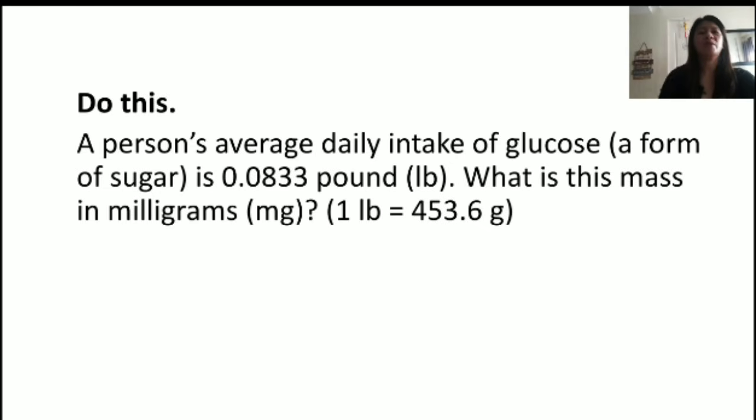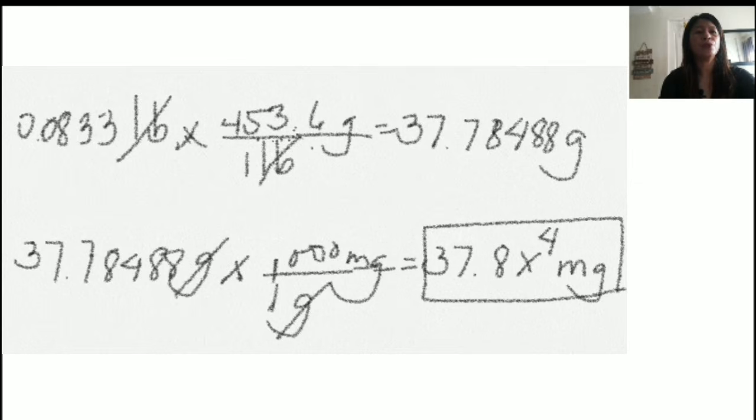Let's do this. A person's average daily intake of glucose, a form of sugar, is 0.0833 pound. Pound is lb in symbol. What is this mass in milligrams? Given the equivalent 1 pound equals 453.6 grams.